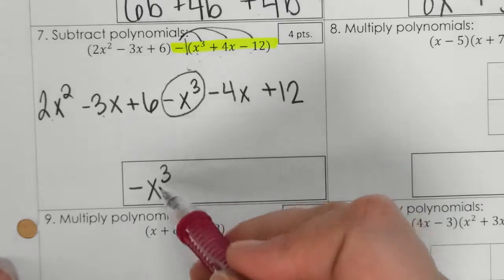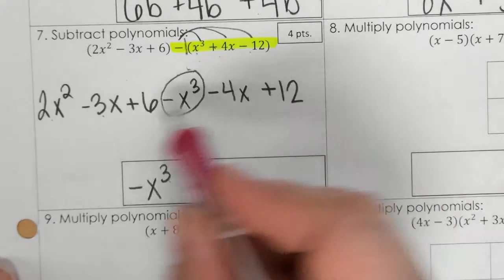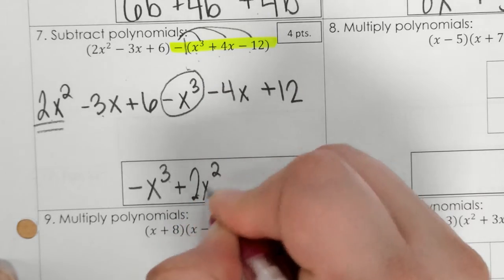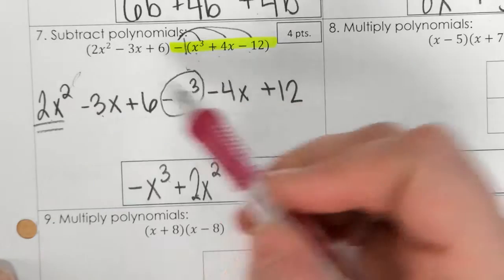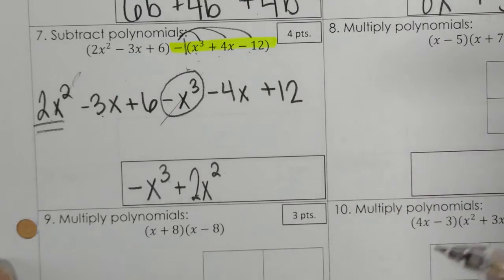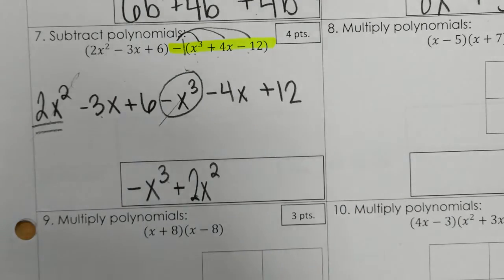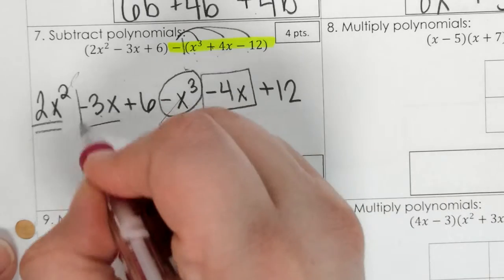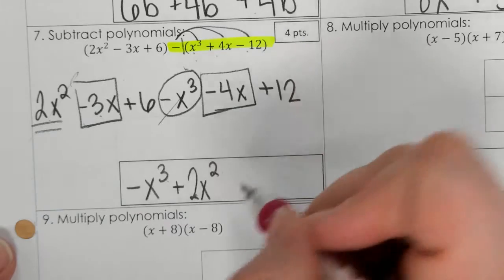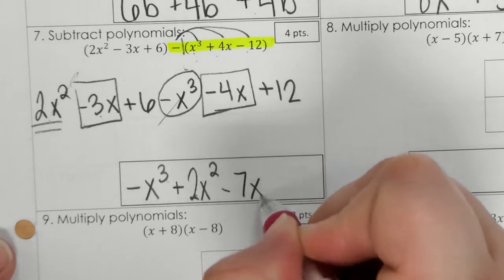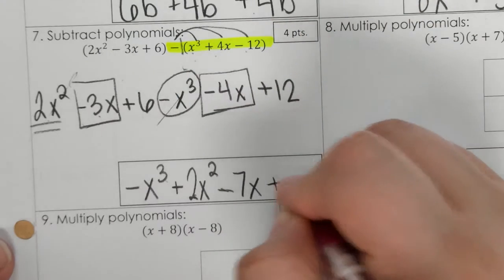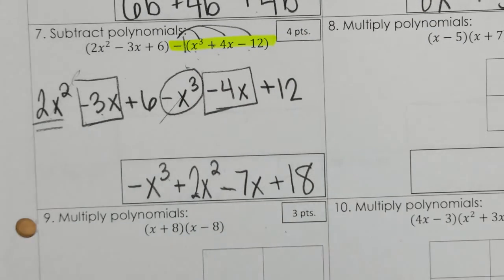Okay? Then I have x squared, so there's 3 x squared, I only have 2x squared, so I bring it down. Okay, now I have just x. So for just x, I have negative 3x and negative 4x. So there's the same sign, so I add and I keep the negative. And then lastly, we have 6 and 12 that make 18 when added together. Okay.